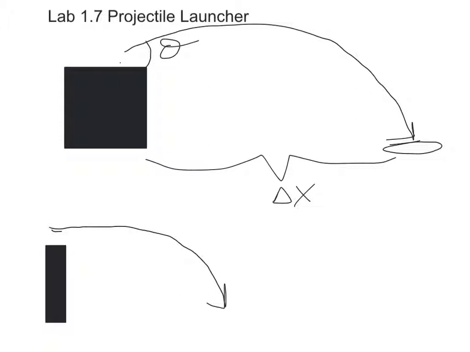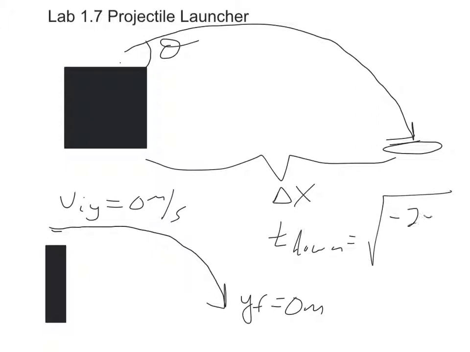But the nice thing about this is my Vi in the y direction equals 0 meters per second. My Vf in the y direction, I don't know, but my yf, my final position in the y, is going to be 0 meters. So this is actually similar to our first type of problem, which is the projectile getting shot straight off the side. For that, I can use my special case formula that we derived, that the time down is equal to the square root of negative 2yi over g. So that is going to help me get my time down for the first half of this problem.